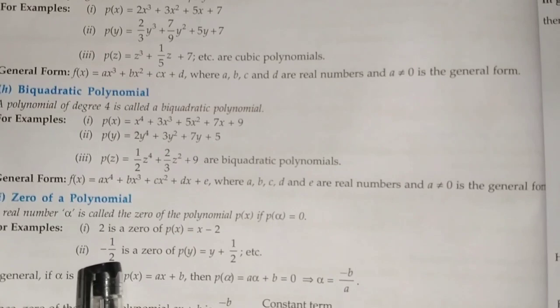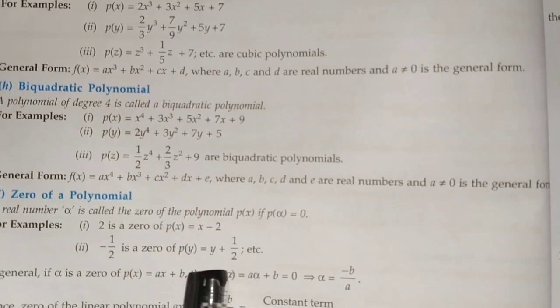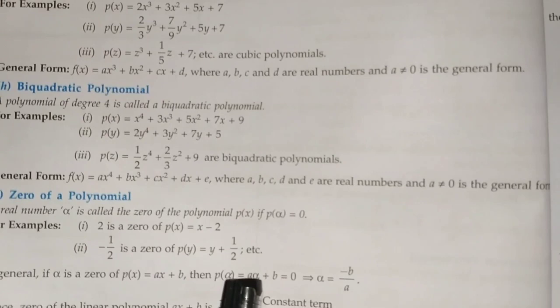Similarly, minus 1 by 2 is a zero of p(y) = y plus 1 by 2. Substituting y as minus 1 by 2 gives minus 1 by 2 plus 1 by 2, which equals 0. So minus 1 by 2 is a zero of p(y).